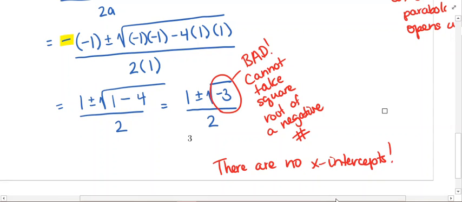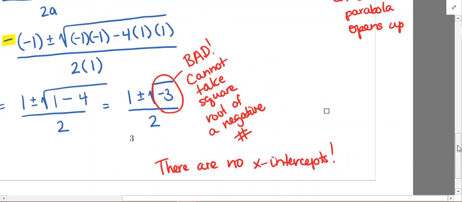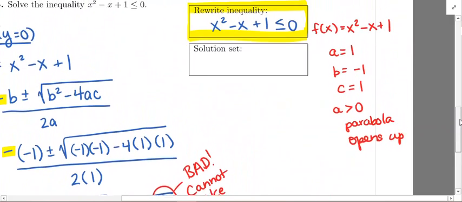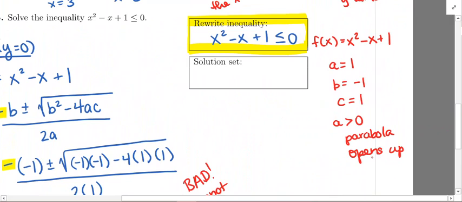So what does this mean? Can we even graph our parabola? It doesn't have any x-intercepts. Well, you still have to have a parabola. The graph still exists. It's just going to be a parabola that opens upward and doesn't have any x-intercepts. So let's figure out what this is going to look like. Again, we don't have to spend time finding the vertex or calculating specific points. We just need a rough sketch.